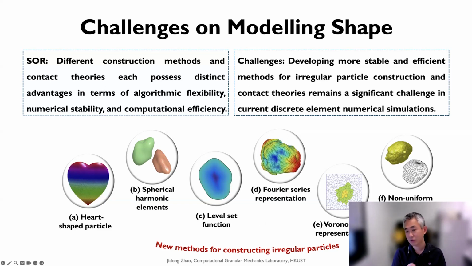But there are also a lot of challenges, as we are going to discuss in later lectures. We need to develop more stable and efficient methods for irregular particle construction, which can be in contact. Because when you have irregular particles, you have to spend a lot of effort, computationally and algorithmically, to develop the contact detection here. Contact detection can be quite computationally demanding in many senses, and it really affects the efficiency of DEM here. So that is the challenge of modern shapes here.